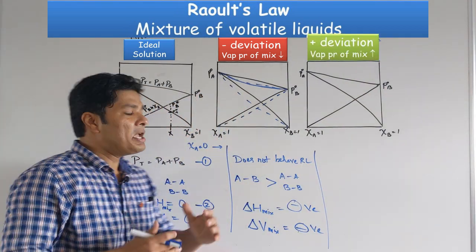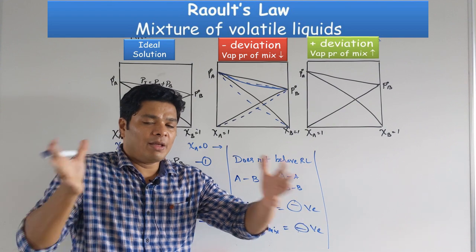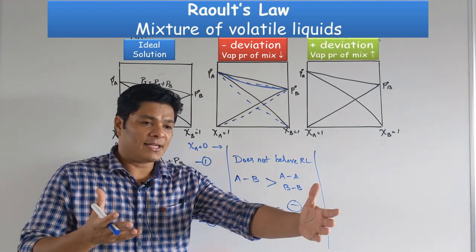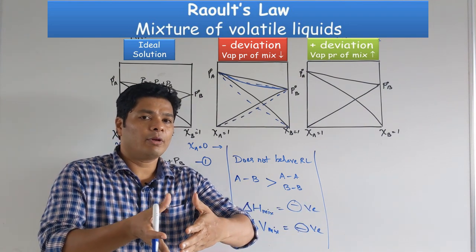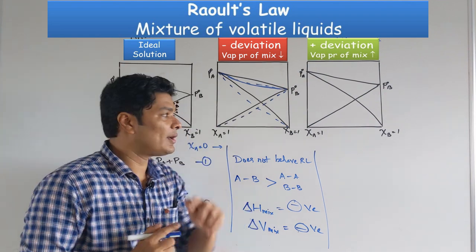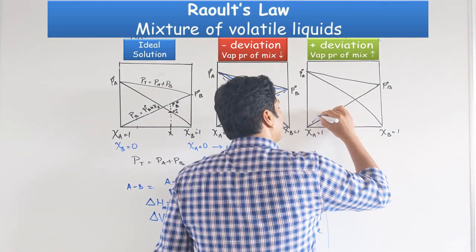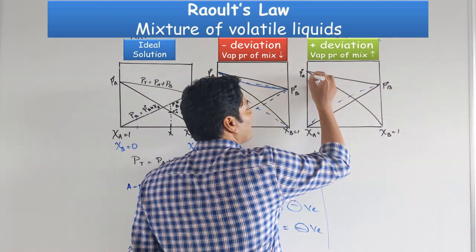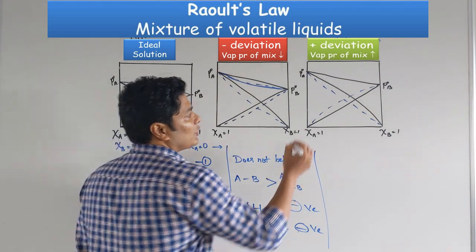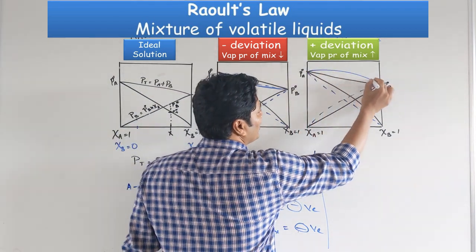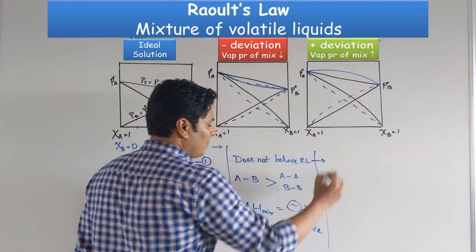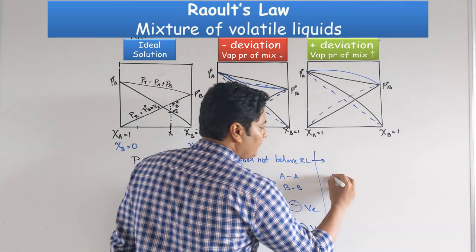What it means is A and B are happy with each other. When I mix them, they don't like each other. If you don't like the other gas, obviously you don't want to be together in the liquid phase, you want to go to the vapor phase. You will easily go. So what happens to your vapor pressure? It goes up. Similarly, the other person also doesn't want to be with you, so the vapor pressure also goes up. As a result, the vapor pressure of the mixture is higher than what Raoult's law predicts. So it doesn't obey Raoult's law.